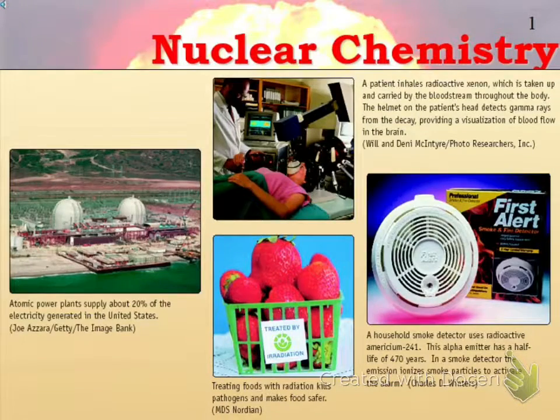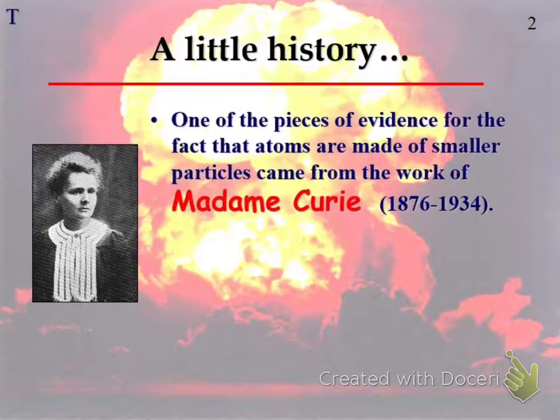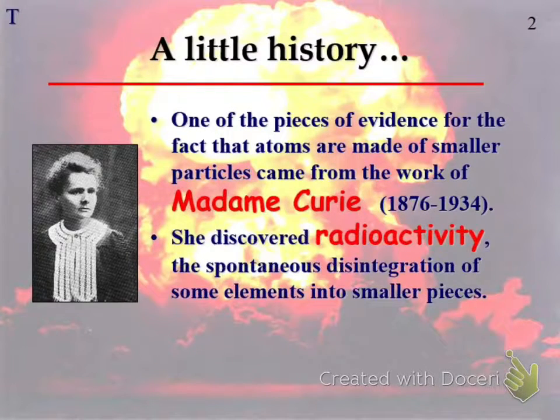Okay, so nuclear chemistry. All right, little history. One of the pieces of evidence for the fact that atoms are made... basically, she helped discover nuclear chemistry: Madame Curie. You've heard of her. She also actually died from that. She died from radiation poisoning because they didn't know that was a thing. So she actually also discovered radiation poisoning. Not the best thing to discover, but she did.